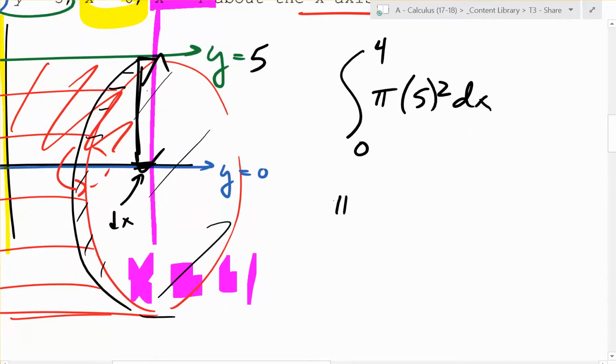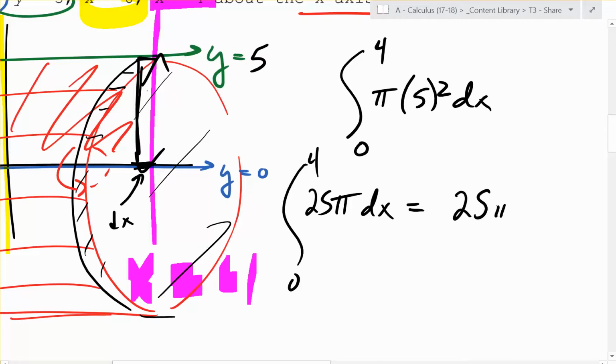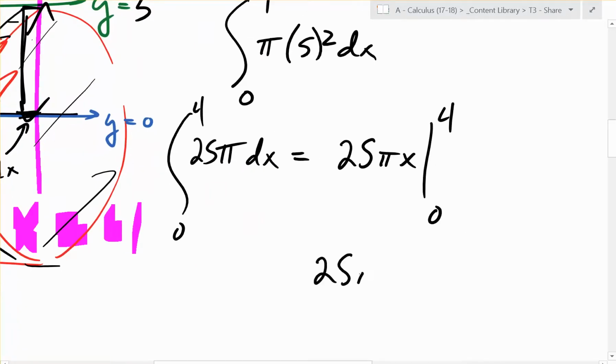So what does this mean? You're doing 25 pi from 0 to 4 dx. This is the exact same one we did before, and when you integrate this, you get 25 pi x from 0 to 4. So that's going to be 25 pi times 4 minus 0, which is 100 pi.